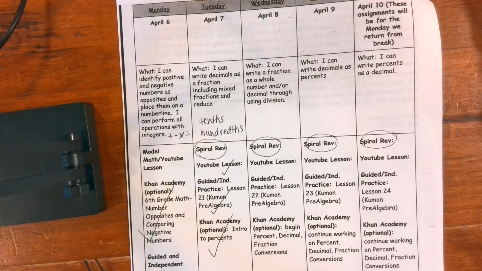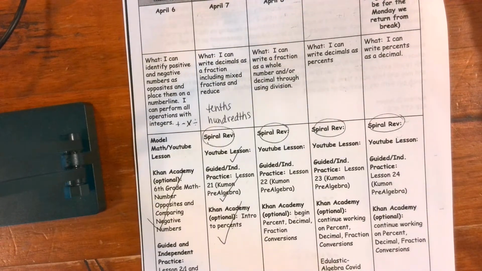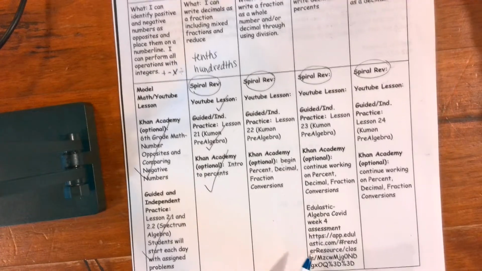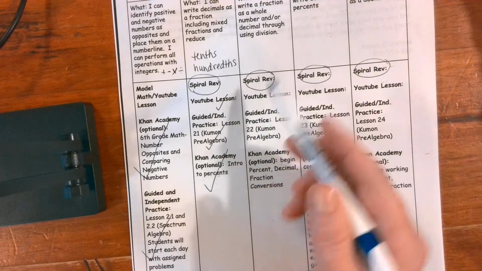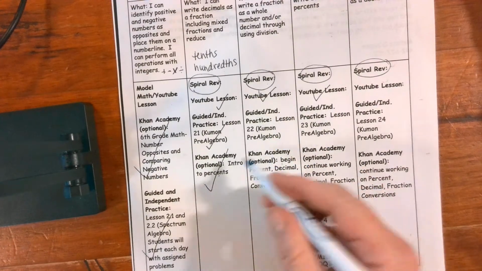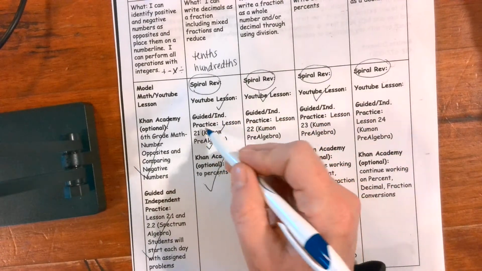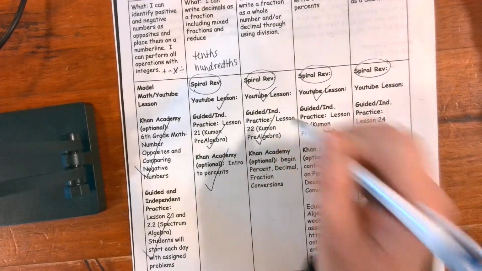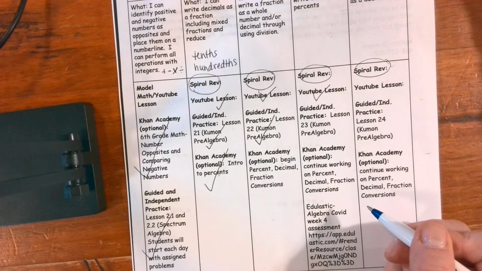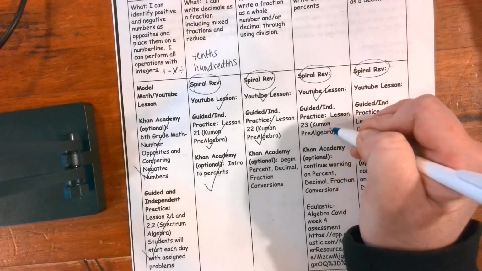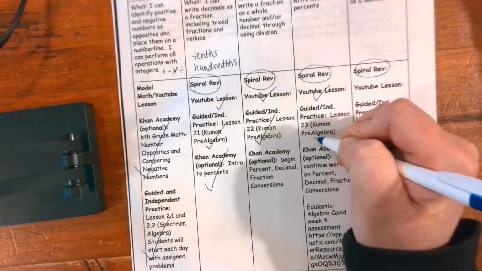All right, we're going to go ahead and look back at our work. We practiced looking at positive and negative numbers or integers. We've been working on our spiral review each day. We've had our YouTube lesson each day. We focused on turning decimals into fractions and reducing them, turning whole numbers with decimals into mixed numbers and reducing them. And we're going to be moving on to our lesson for today, writing decimals as percents.